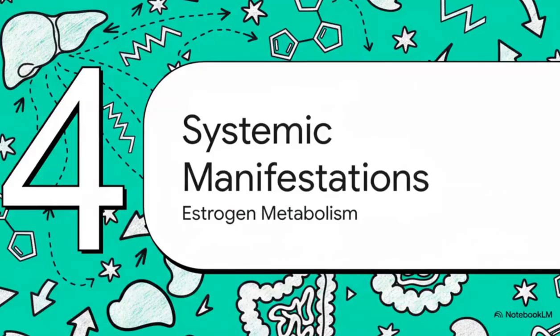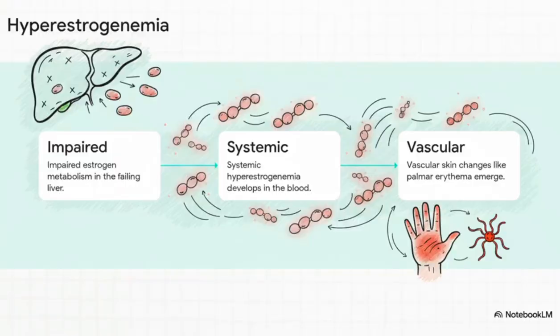That brings us to Section 4, Estrogen and Systemic Manifestations. So remember that a healthy liver is responsible for metabolizing estrogen. When it fails, here is the flowchart you need. Step 1, liver failure causes impaired estrogen metabolism. Step 2, that impairment leads directly to systemic hyperestrogenemia, basically way too much estrogen circulating in the blood. Step 3, this excess estrogen acts systemically to produce very specific vascular skin changes, specifically palmar erythema and spider angiomas.